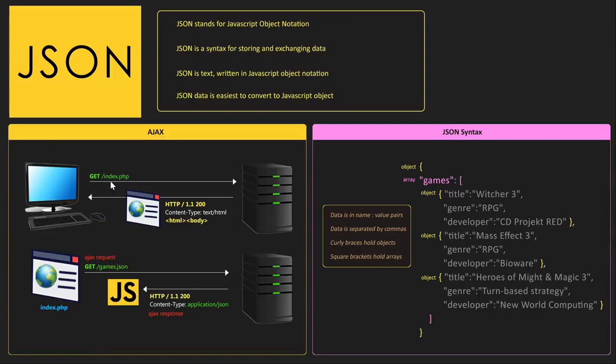So here we have a user requesting the index.php page and the server responding with content type text/HTML. And now that we are on the index page, we're gonna make an AJAX request using the XMLHttpRequest object. But this time we're gonna request a file called games.json, which will have this JSON content on it. And then we're gonna get a response back from the server in the content type of application/JSON.